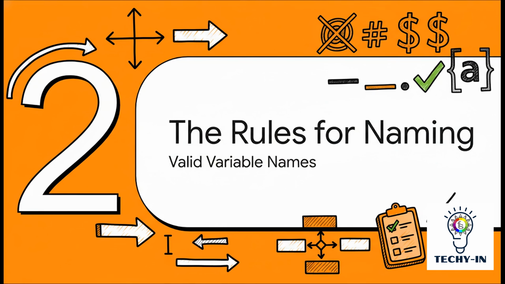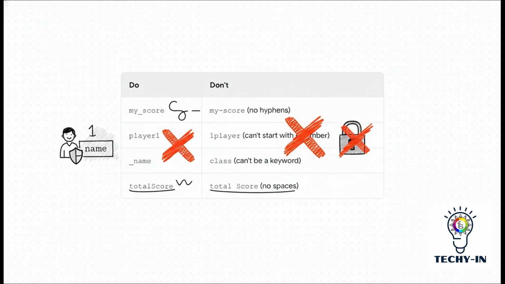Python has a few simple rules you have to follow. And they're not there to be annoying, I promise. They're there to keep your code from breaking and, just as importantly, to make it easy for you and other people to read. Okay, so this is a great way to see some of the common traps.